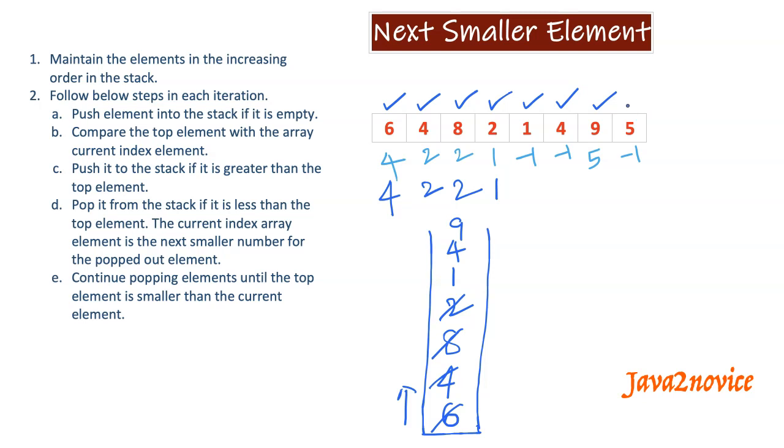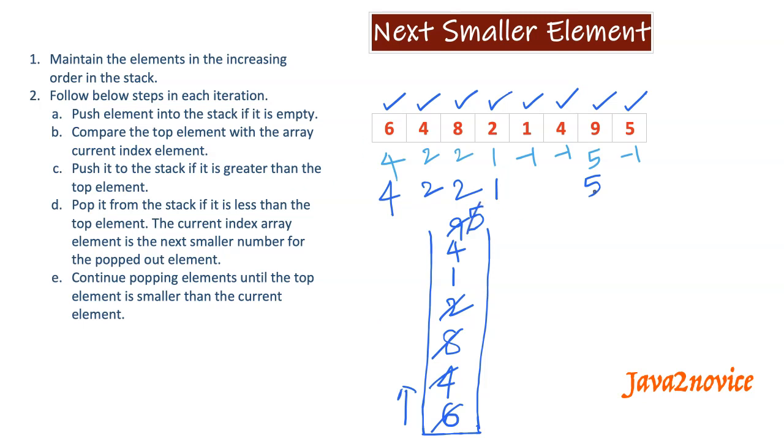In the next iteration, 5 is the number. 5 is smaller than 9, so pop it out. That means 5 is 9's next smaller number. And compare once again. 5 is greater than 4, so add it into the stack. So now we are done with iterations. There are no more elements left in the array. The leftover elements in the stack do not have any smaller numbers next to them. So consider -1 for these numbers.